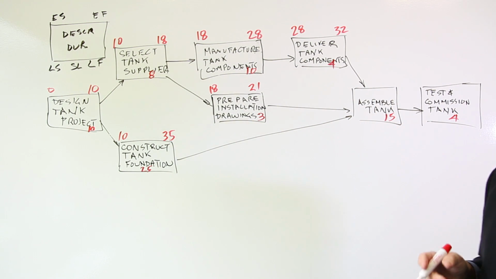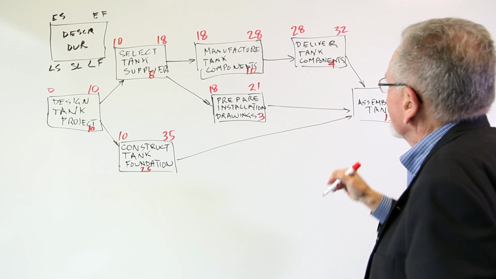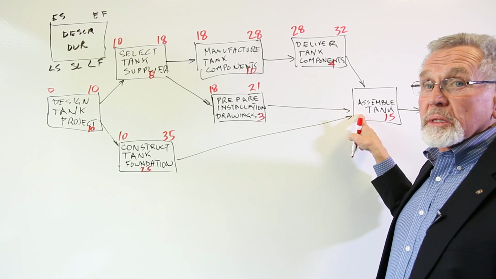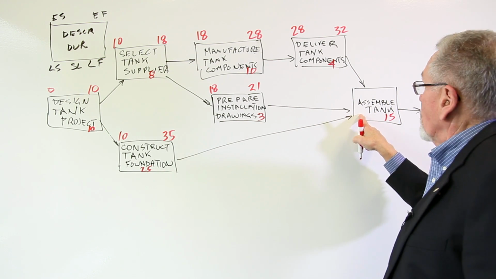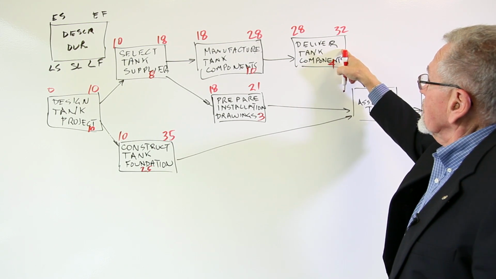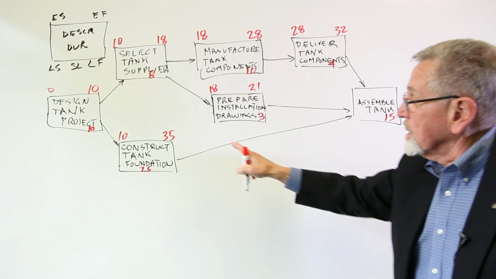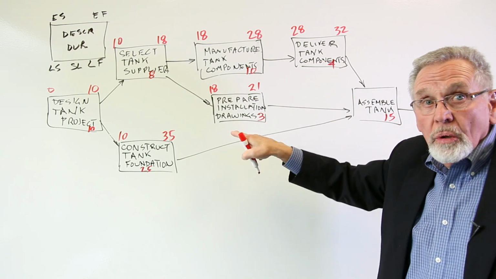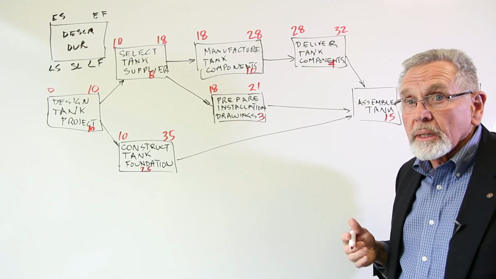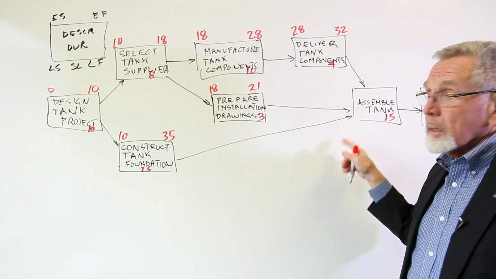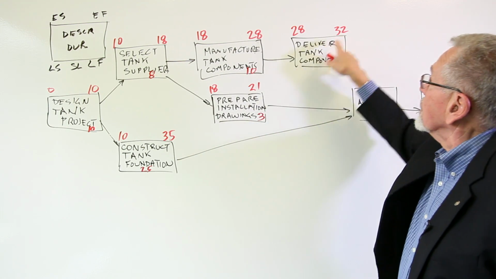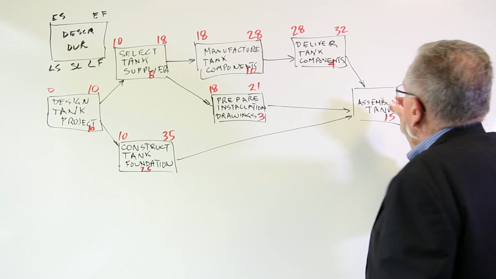Assemble the tank. Now it gets relatively complicated, because what is the earliest we could start assembling the tank? Well, it depends on this one, and this one. But it has to be the latest of those, because all 3 of those must be completed before we can start this. So we would compare 35 and 21 and 32 and choose 35. Okay?